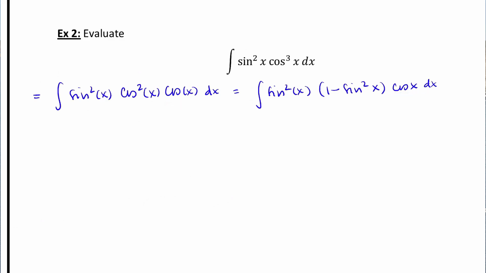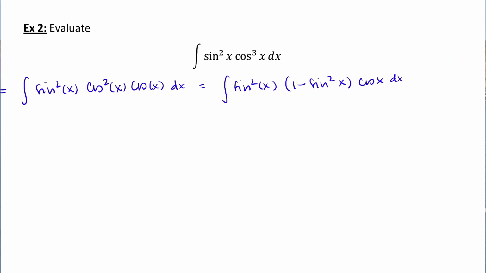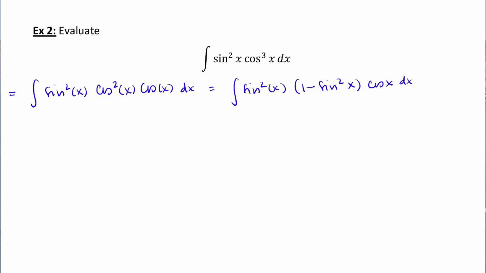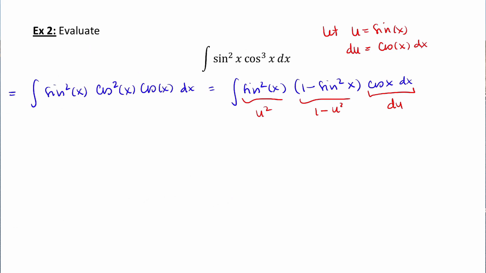So what do I do next? Now I can use my plan of attack. Now that I used the fact that cosine squared is 1 minus sine squared, I'm going to let u be equal to sine of x. Then du is equal to the derivative times dx, so cosine x dx is just du. And since u is equal to sine, I have u squared and then 1 minus u squared.